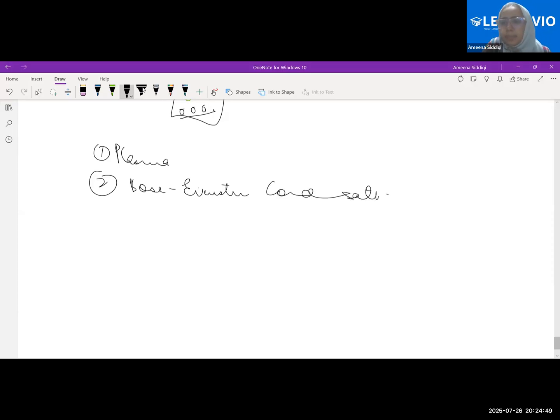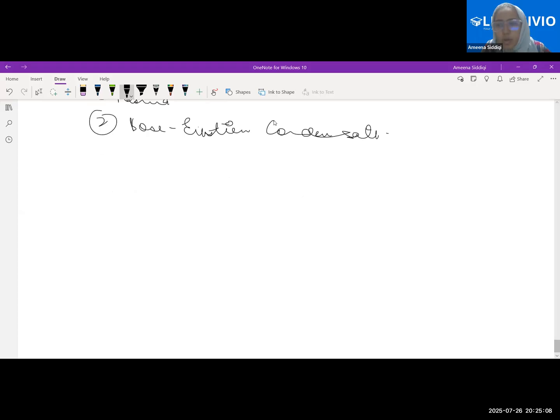Yes, Suleiman. Ma'am, in my school I didn't study about plasma and Bose-Einstein condensate. No worries. Actually, it's given in a very small box at the last of the NCERT first chapter. Because we are discussing NCERT, we have to discuss each and every point. Just a very brief discussion about it.